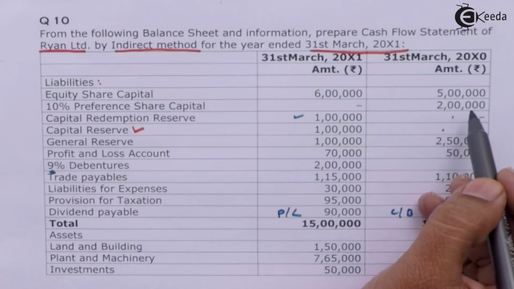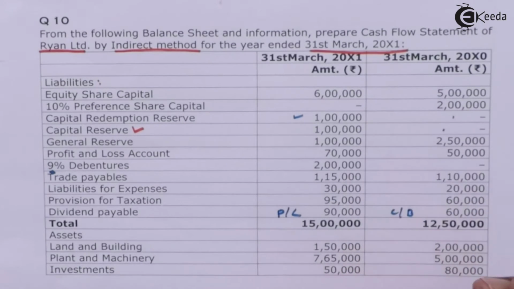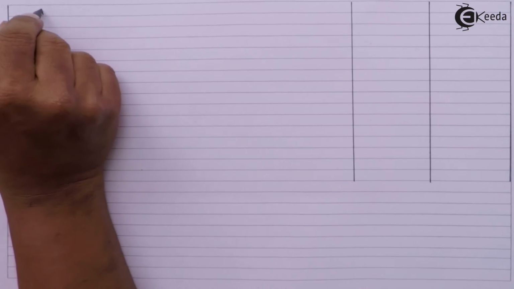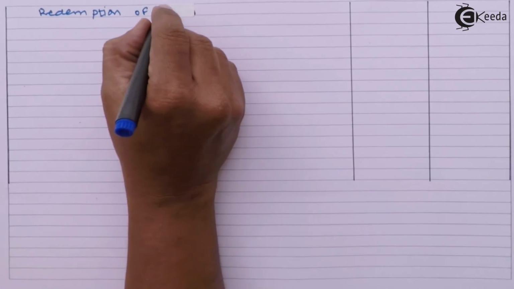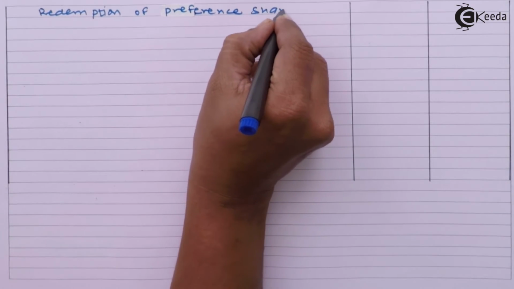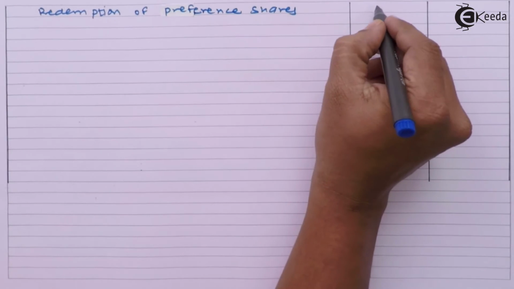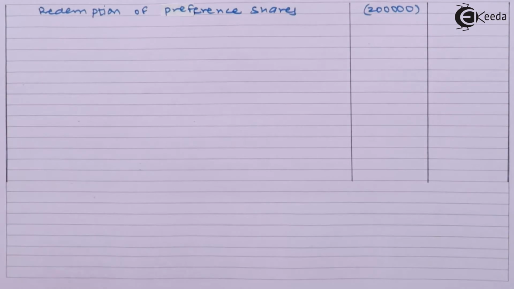Preference shares, earlier it was there, now it is not there. That means we have redeemed the preference shares. Again financing activity, we have repaid. We have repaid our preference shareholders 2 lakhs.